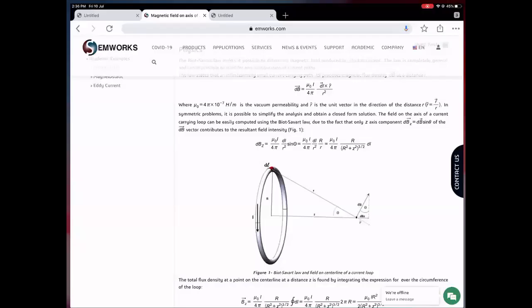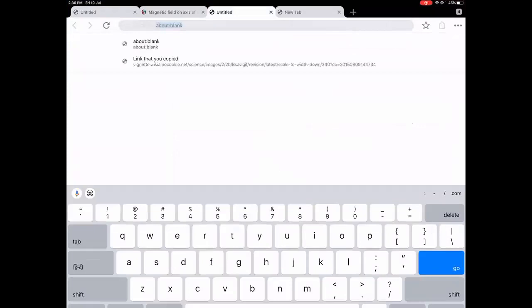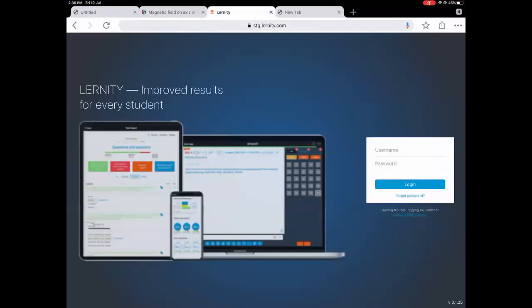How to submit the assignments? The question is how to submit the assignment here. Go to stg.learnity.com. You guys are all experts in killing time. So what happens is we answer the same question every day.